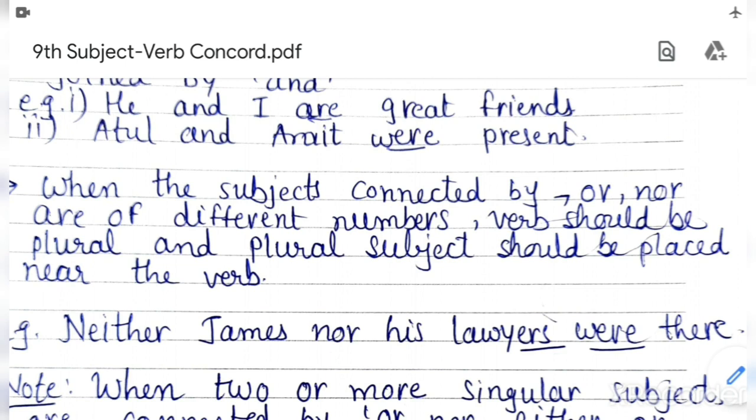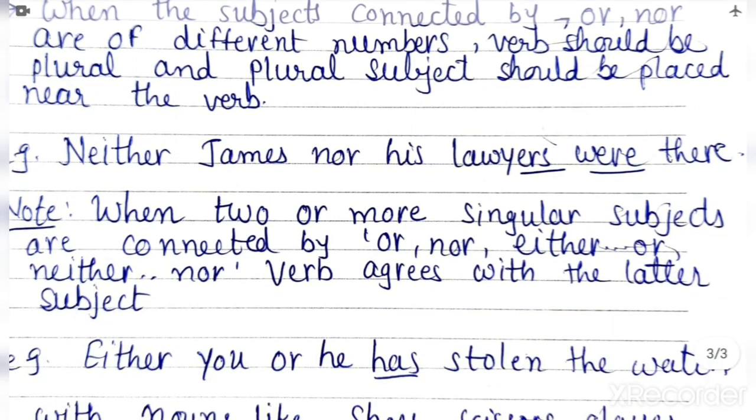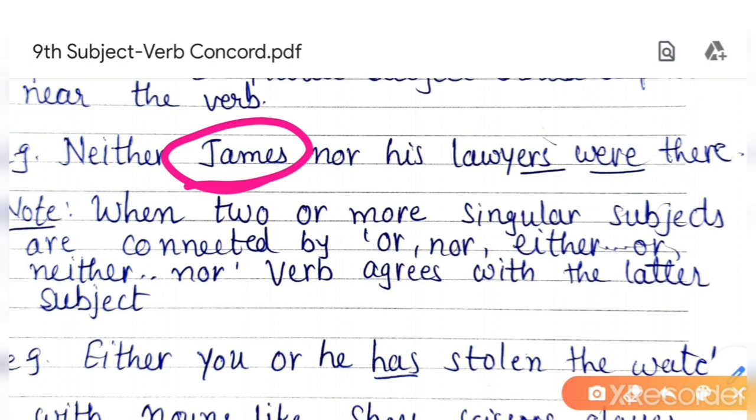and are of different numbers, the verb should be plural and the plural subject should be placed near the verb. For example, James and lawyers. They are of different numbers. The first one, James, is singular and lawyers is plural. So singular and plural, they are joined with neither nor.